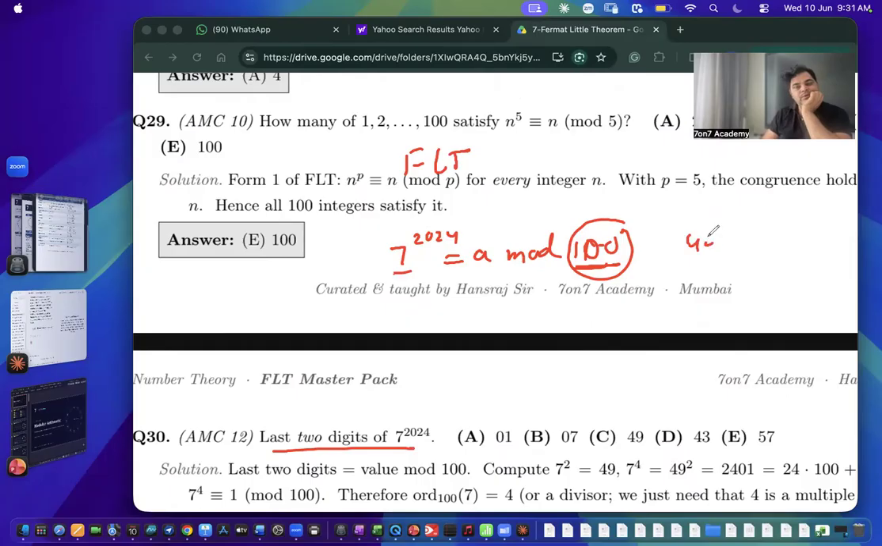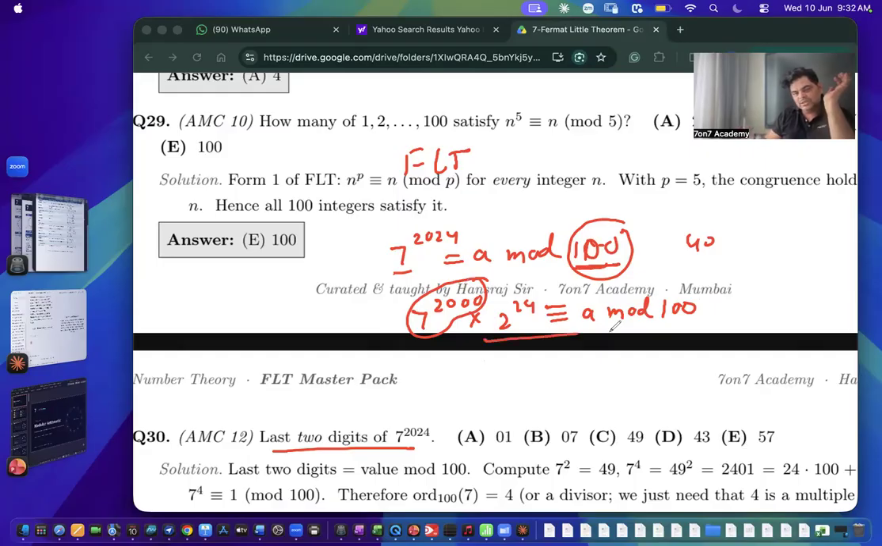So go to the power of 40, how close will we get? So 2024 is 2000 plus 24, so 7 raised to 2024 reduces to 7 raised to 24, no? So the 40 power part disappears. Understand or not?